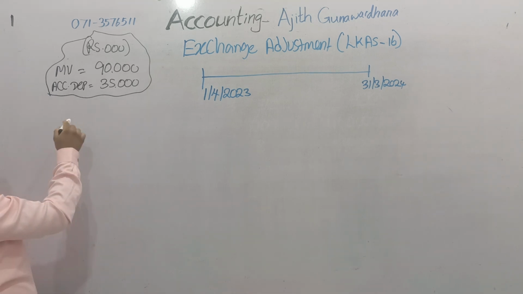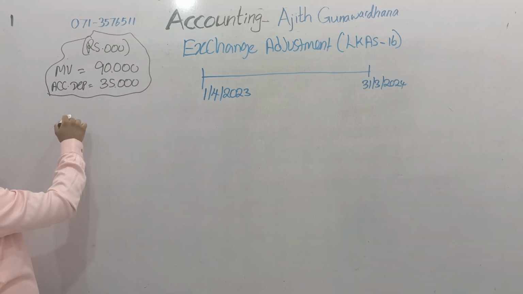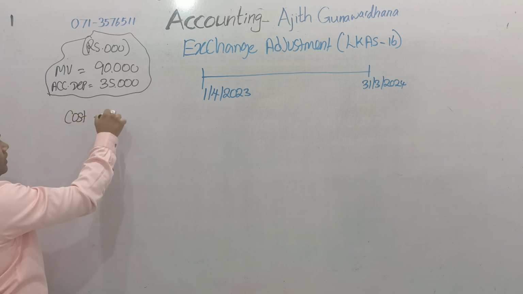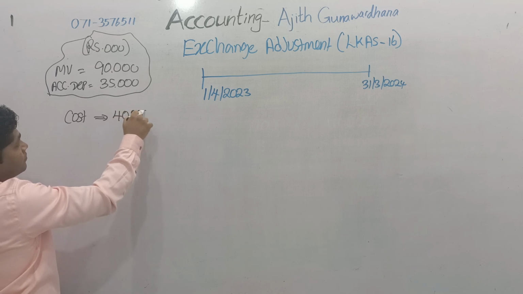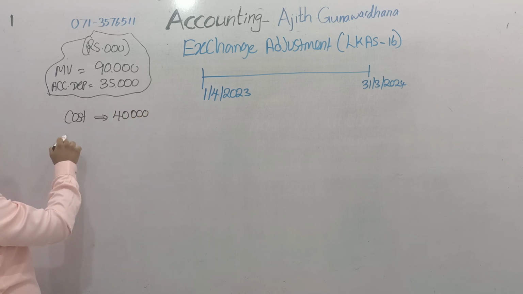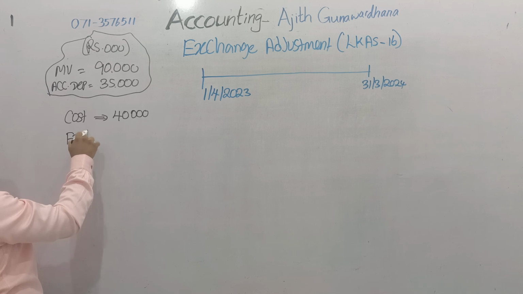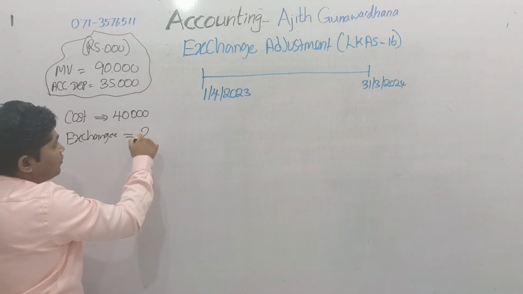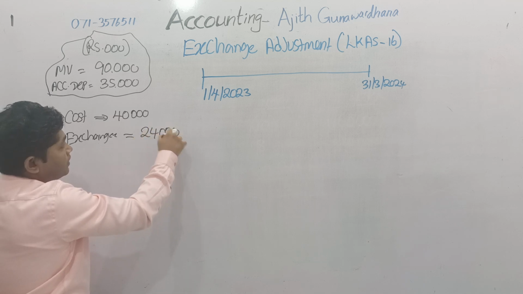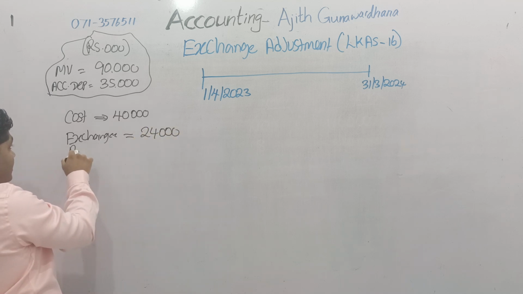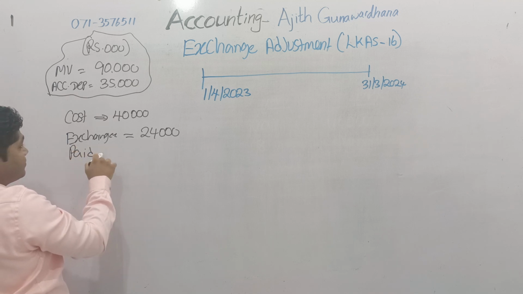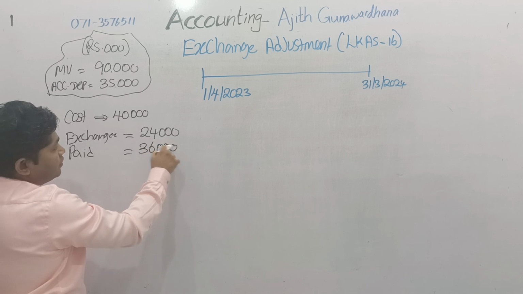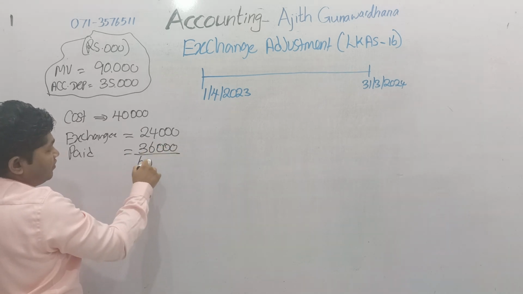Then think about the exchange. The cost value of the exchanged asset equals 40,000. The exchange value equals 24,000, and an additional amount is paid in cash. The paid amount equals 36,000. We are going to purchase a new asset, and its cost value equals 60,000.